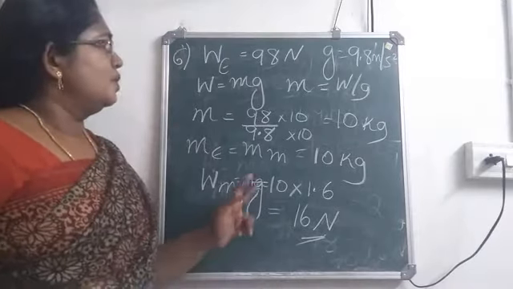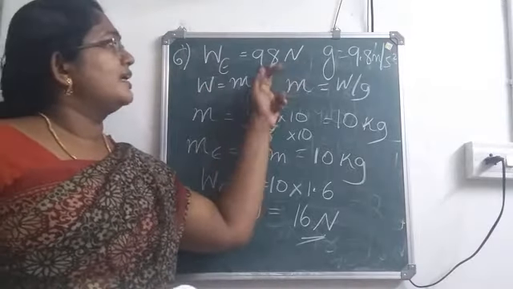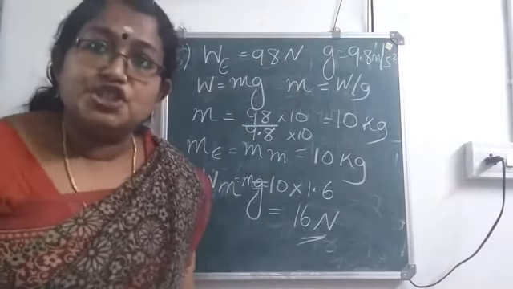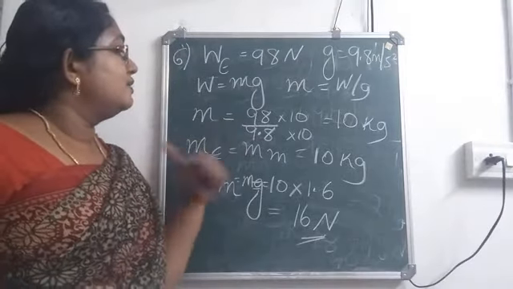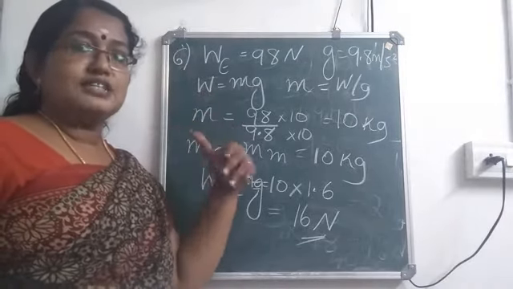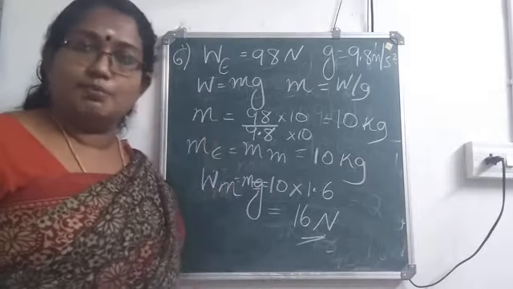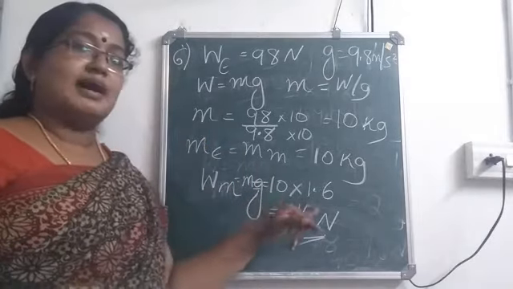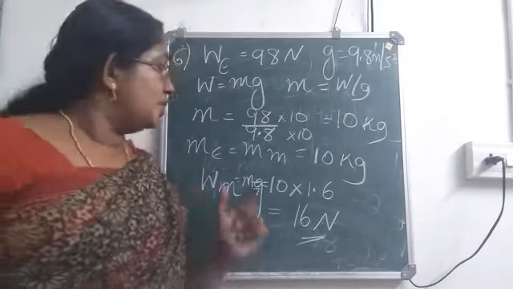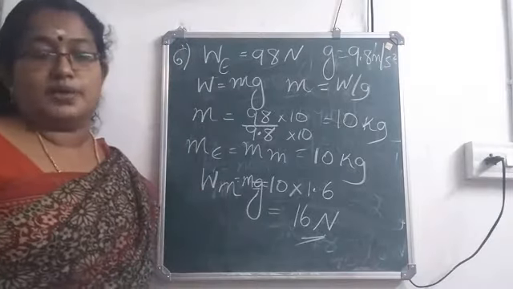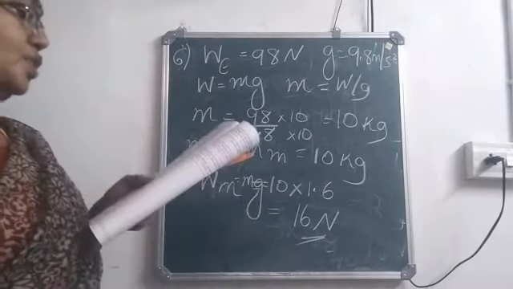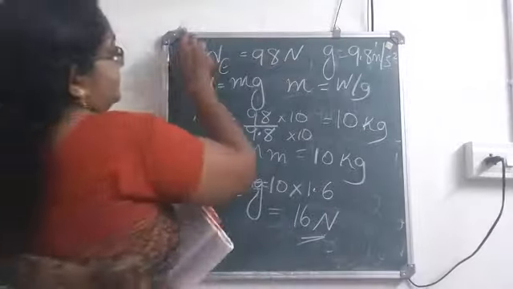Okay. So, first with weight on Earth and value of g, we will be calculating the mass. Mass will be same on Earth as well as on Moon. Then using that mass and value of g on Moon, you will be getting the weight on Moon. Now we will move to question number 7.